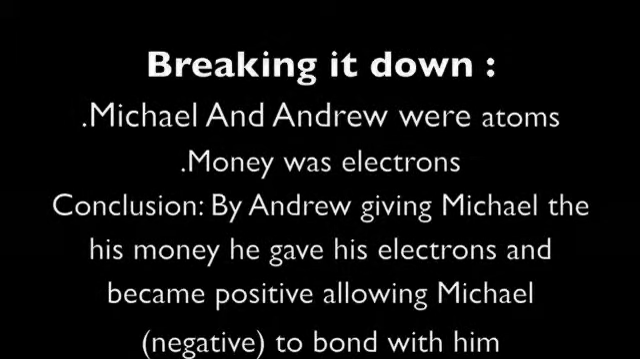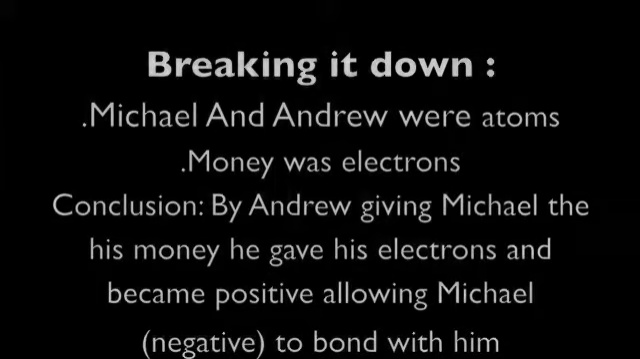So breaking down the situation, Michael and Andrew were acting as atoms, and the money shared between the two acted as electrons. Because Michael had less money/electrons, he was positive, and Andrew had more money/electrons, so he was negative. When Andrew gave his money to Michael, he was making it so that he and Michael could have equal money/electrons and could now be friends/bond.